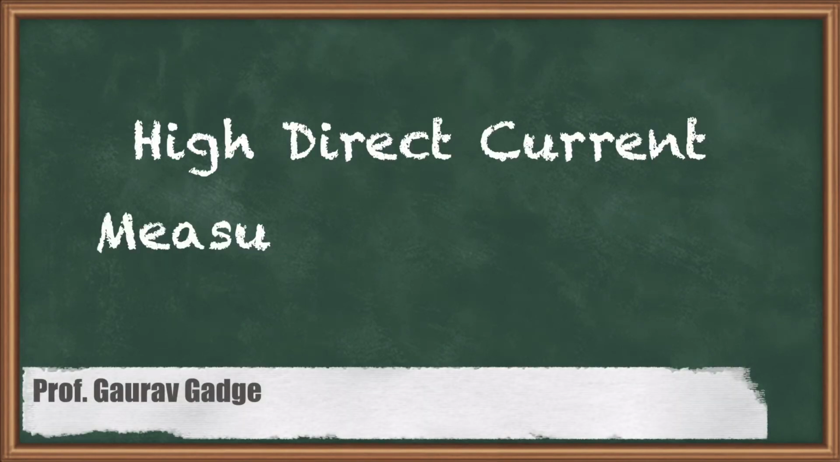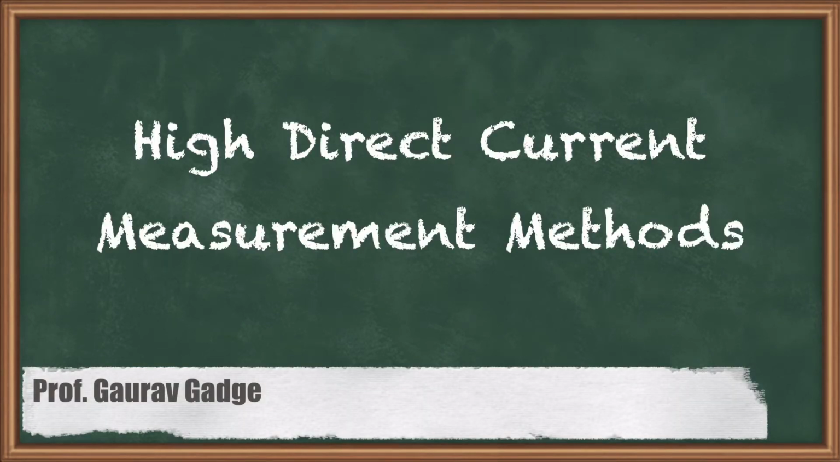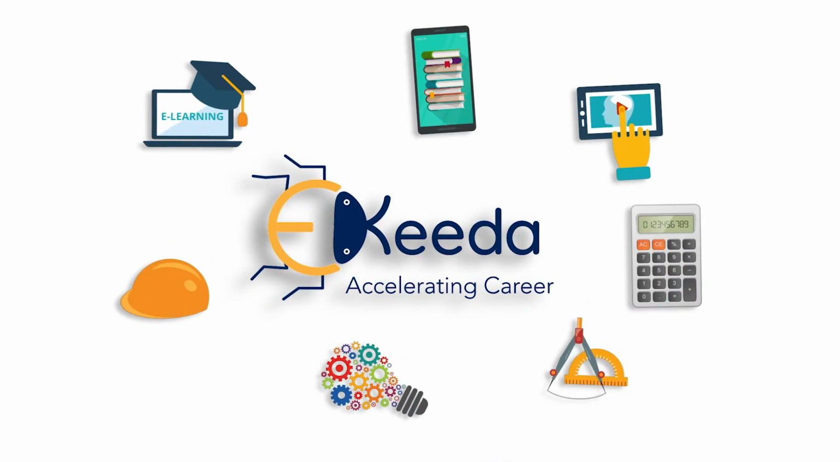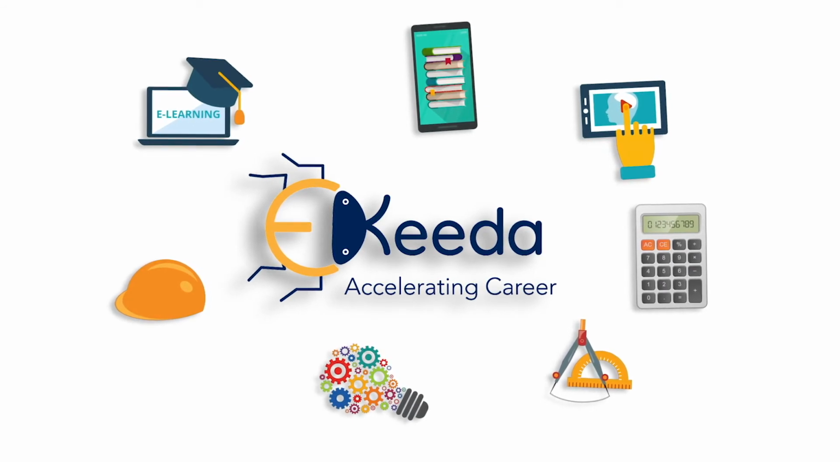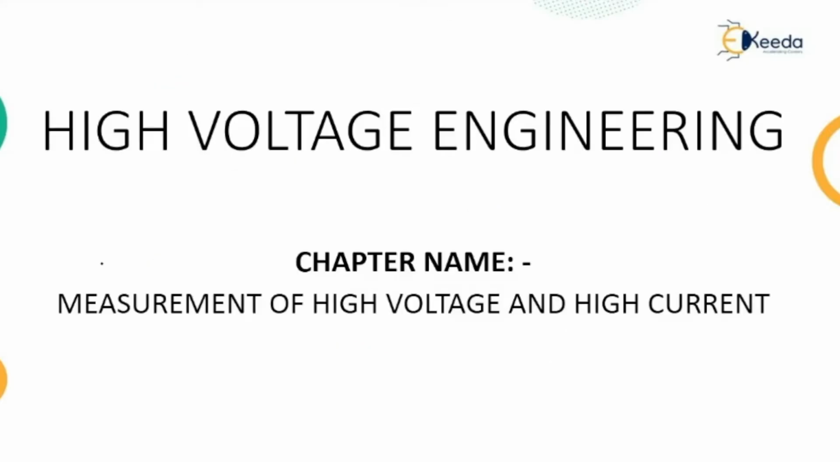Hello friends, we are discussing methods of measurement of high current. From this lecture, we'll be covering the topic measurement of high current. There are different currents classified as DC current, AC current, and impulse current. These currents are to be measured for the purpose of some applications. Let us start with the methods of measurement of high current.